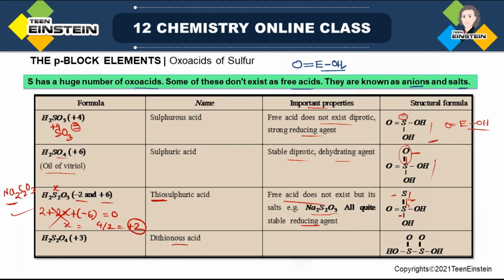Next molecule is dithionous acid. Oxidation state is +3. Now both sulfurs, as you can see, there is a sulfur-sulfur bond, and these two sulfurs are in an identical environment. So that is why there is only one oxidation state, which is +3. Now this molecule is significant because, if you compare with the first two, H2SO3 and H2SO4, there is no sulfur-sulfur bond. But in case of these last two, 1, 2, 3, 4, for 3 and 4, you have a sulfur-sulfur bond. Here we have a double bond, here we have a single bond.